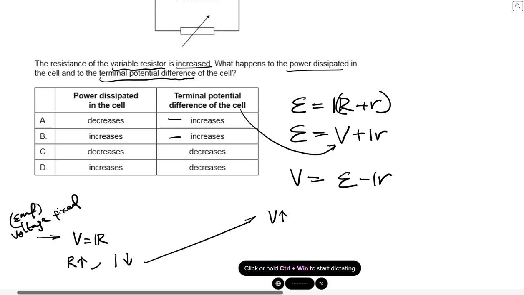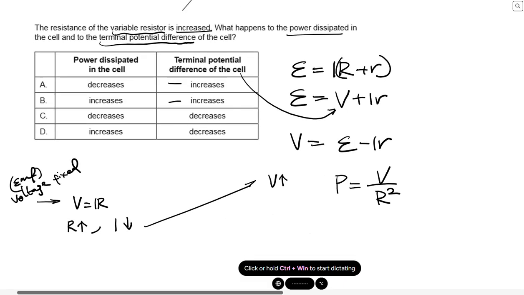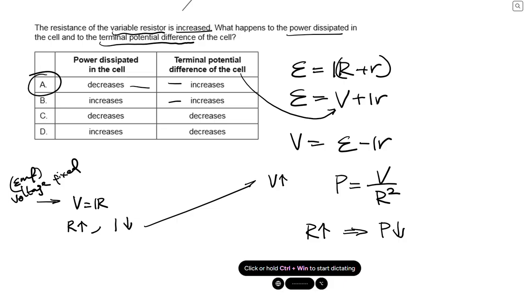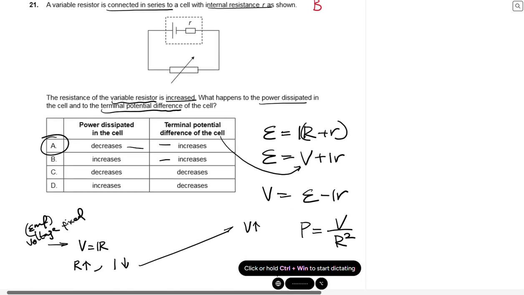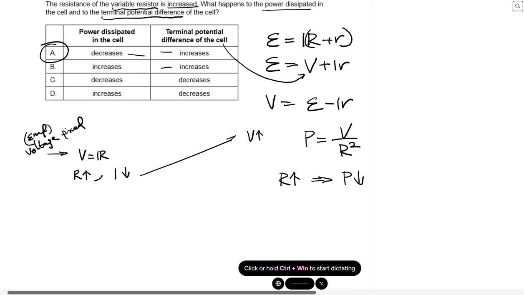And then we have power dissipated in the cell. Power is equal to V squared over R. And so if R increases, then P decreases. So our answer is A. Hopefully that made sense.